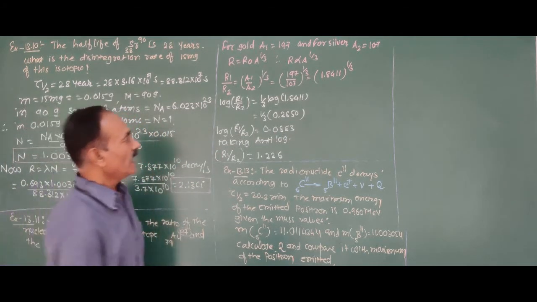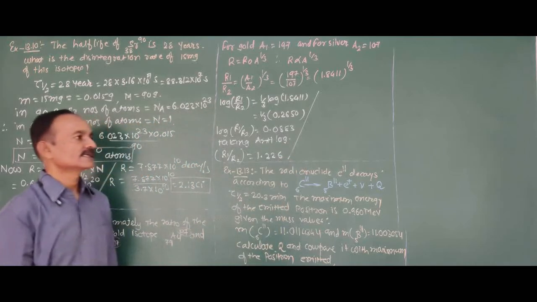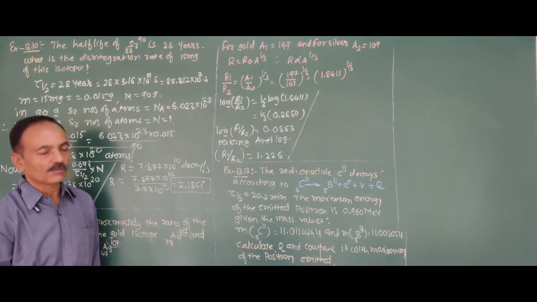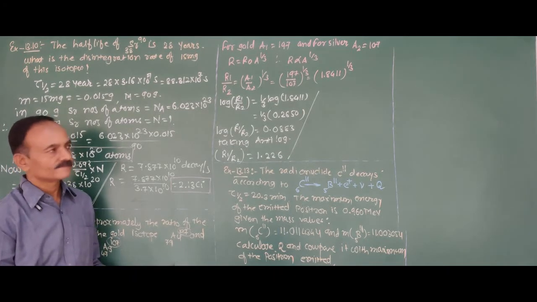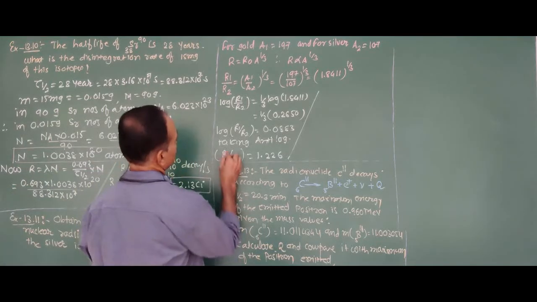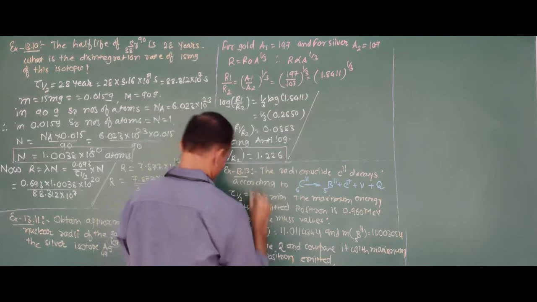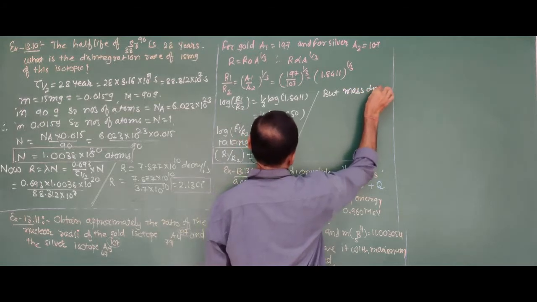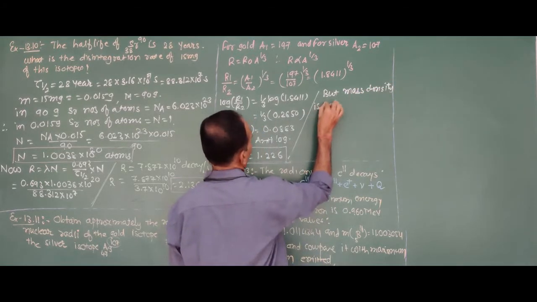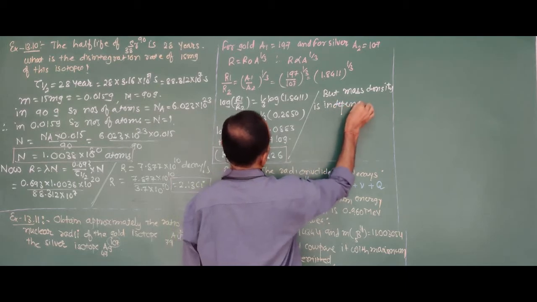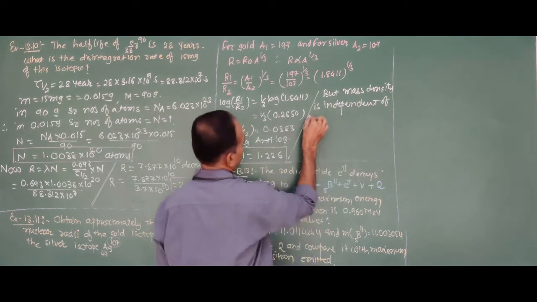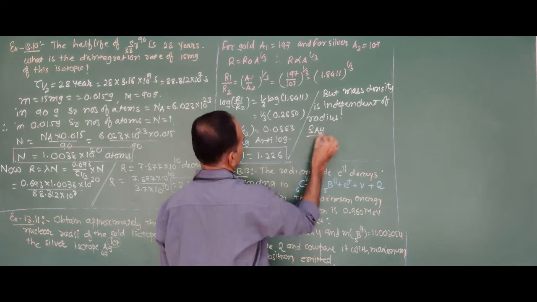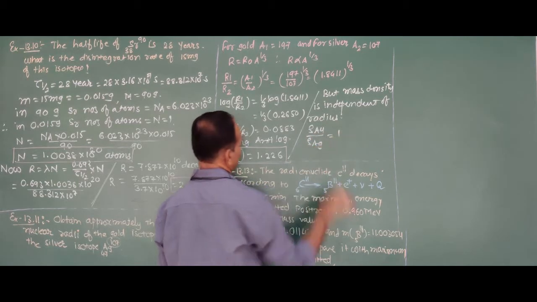Okay. Now the mass density is independent of the radius. Therefore, the mass density of gold to silver is 1. That is the answer. Mass density is independent of the radii or the radius. Therefore, the mass density of gold to the mass density of silver is 1.